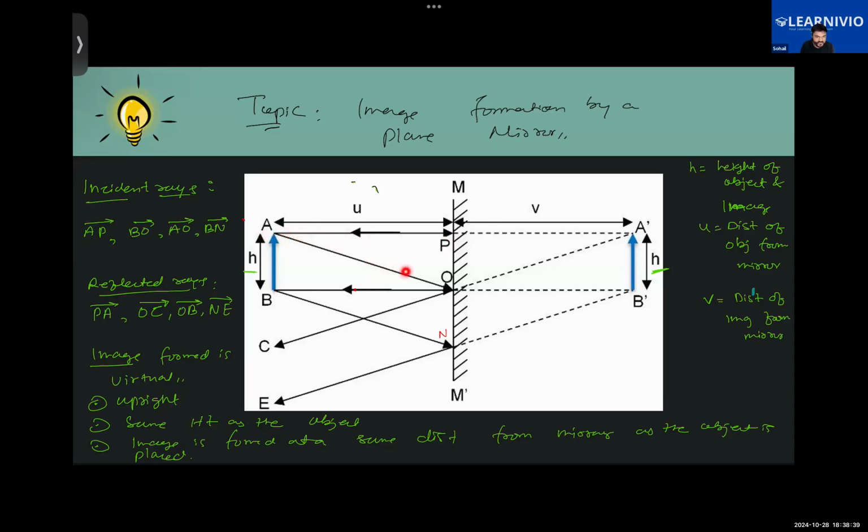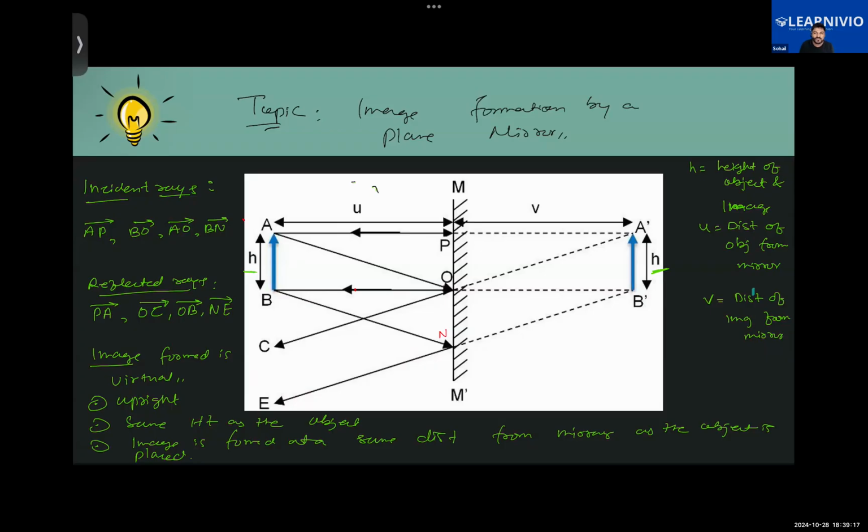Then take a look at this. AO is the incident ray. Then another ray is BO, and then you have BN. All of these are the incident rays. Yes, Abdullah, continue. Sir, NE is also a reflected ray. Exactly. As these rays fall on this plane mirror, they will get reflected. So PA is a reflected ray. Then OB is the reflected ray. Then you have OC, that is also a reflected ray. Then this BN ray is falling like this, it will get reflected like ray NE.